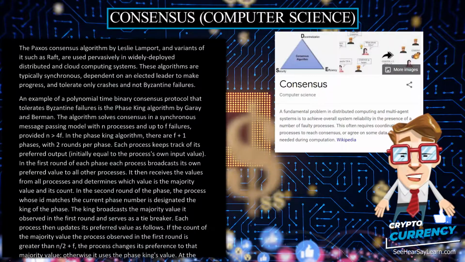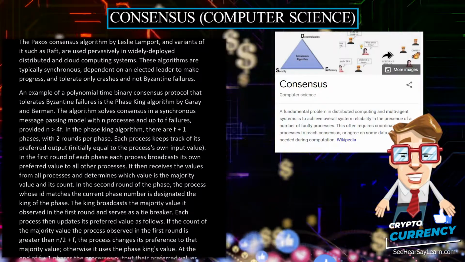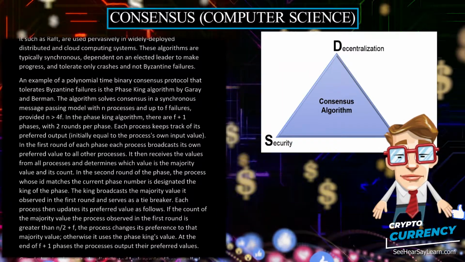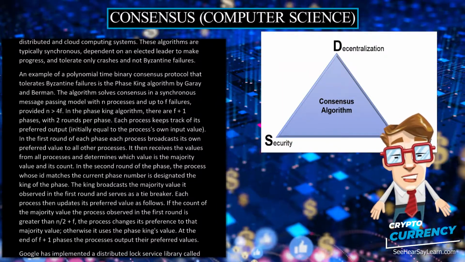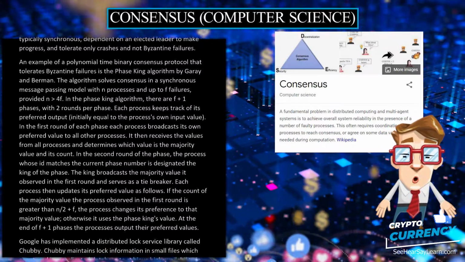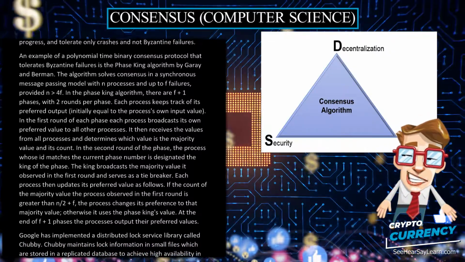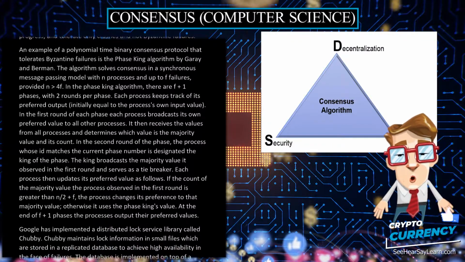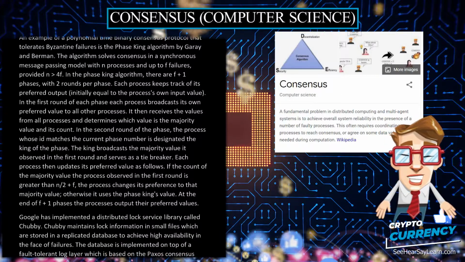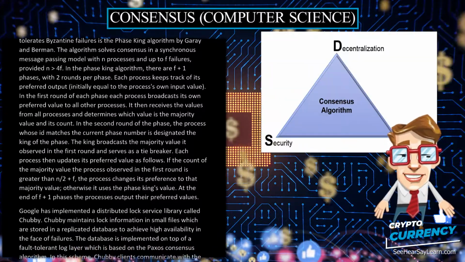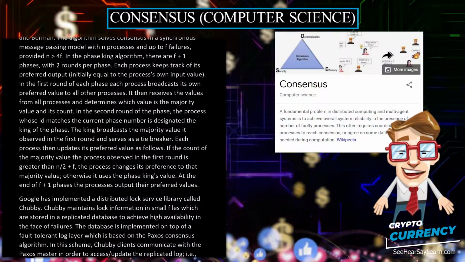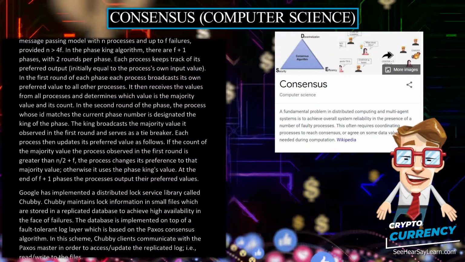In the second round of the phase, the process whose ID matches the current phase number is designated the king of the phase. The king broadcasts the majority value it observed in the first round and serves as a tiebreaker. Each process then updates its preferred value as follows. If the count of the majority value the process observed in the first round is greater than n/2 plus f, the process changes its preference to that majority value, otherwise it uses the phase king's value. At the end of f+1 phases, the processes output their preferred values.